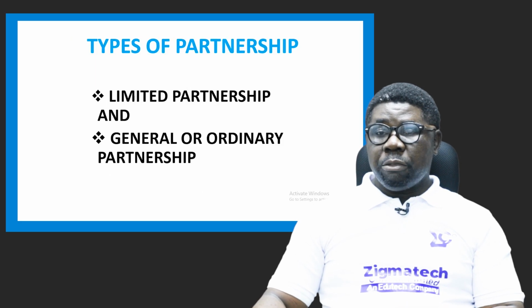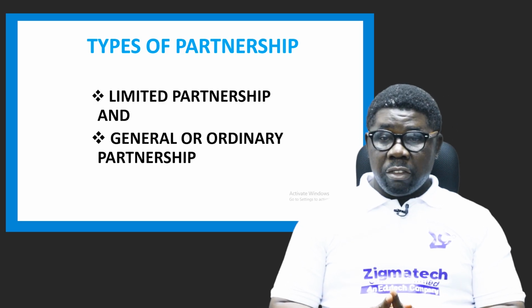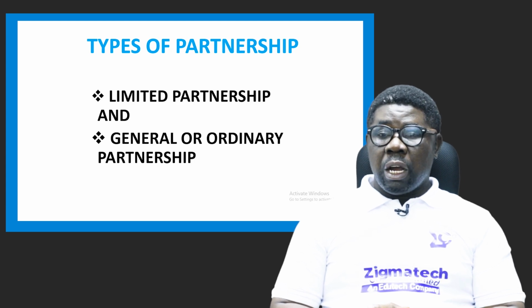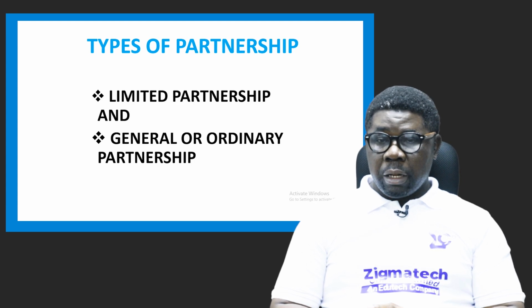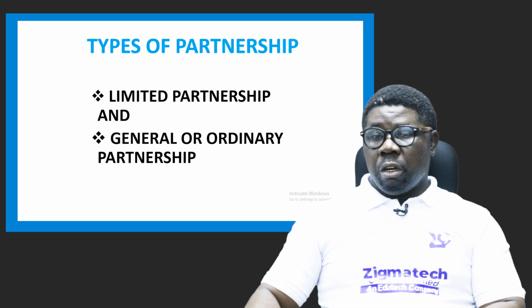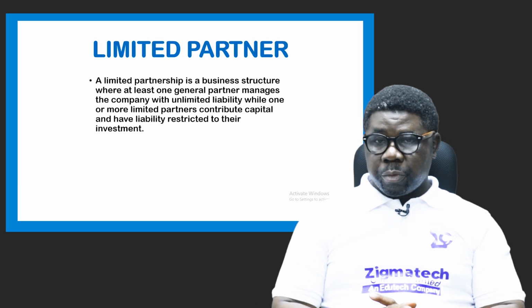So I have two types of partnership business that exist. Number one is limited partnership, and we have general or ordinary partnership. These are the two major types of businesses that we have in partnership existence. So let's look at them one at a time.